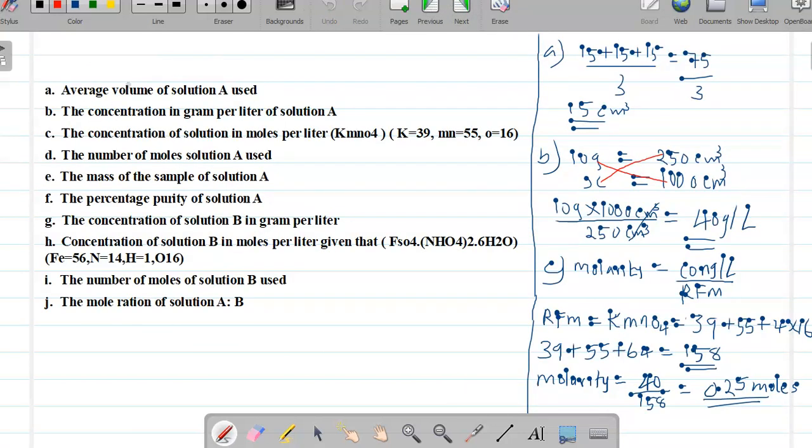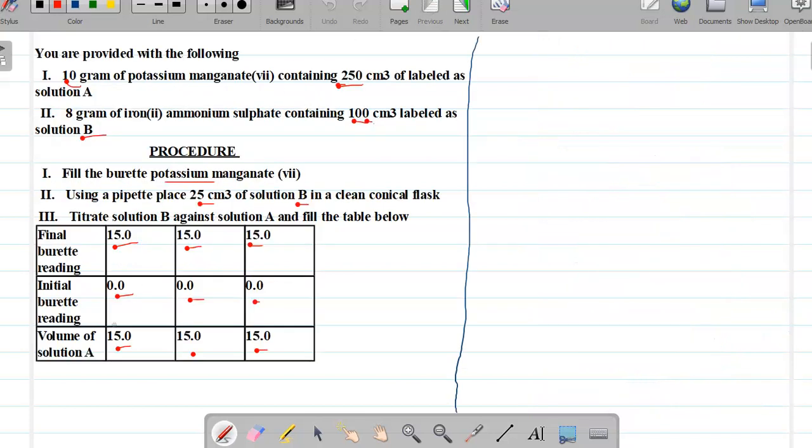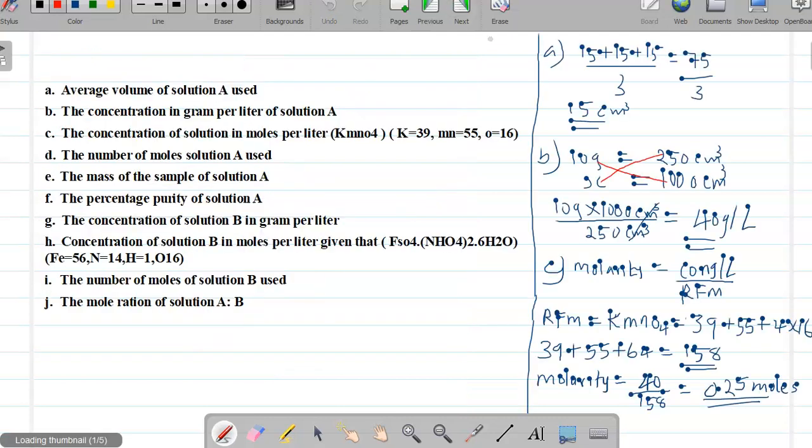Here we have questions A up to J. The first question asks to calculate the average volume of solution A used. To calculate the average volume, you add all these 15.0, 15.0, 15.0. Since they are 3 in number, you divide by 3. When you add 15, 15, 15, you will get 45, then you divide by 3, and you get 15 cm³. This is the volume of solution A used. That is how you calculate A.